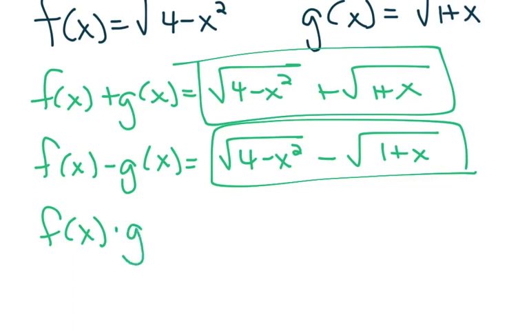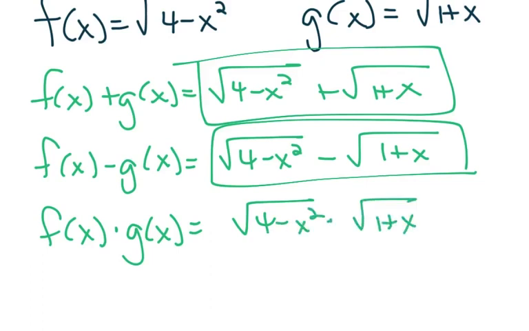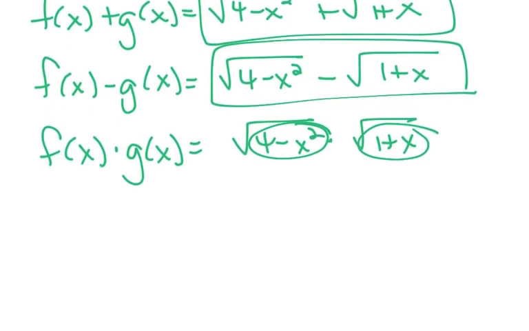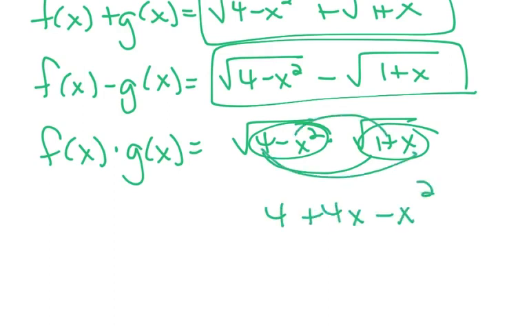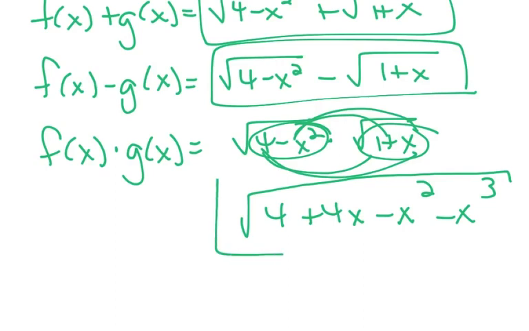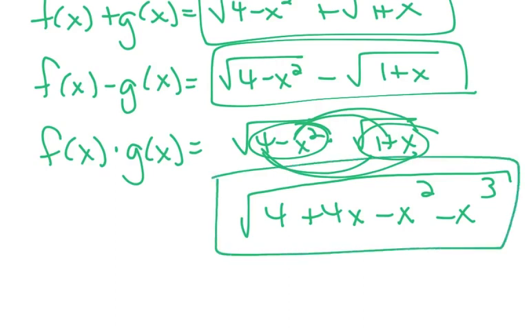All right, now that we've reviewed that, let's go back and do multiplication. F of x times g of x is going to be the square root of 4 minus x squared times the square root of 1 plus x. I can multiply these together. And in order to do that, I'm going to distribute. So I'm going to get the square root of 4 plus 4x minus x squared minus x cubed. And none of them are like terms, so they just stay under the radical, and that's the final answer.